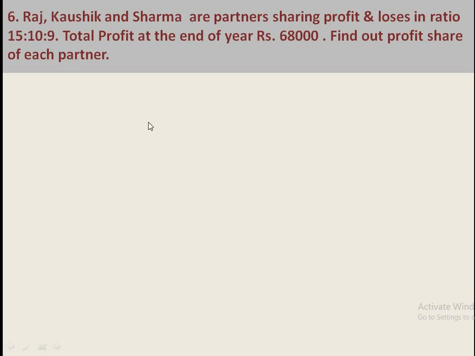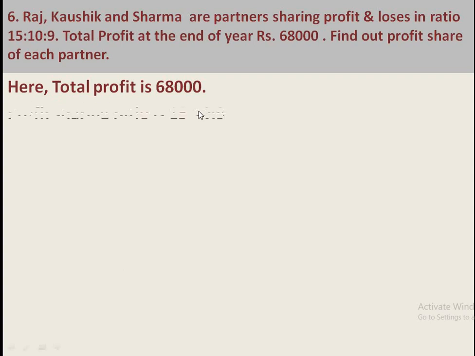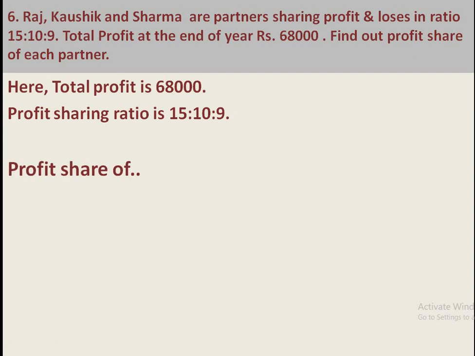15 is to 10 is to 9. So how to distribute this profit among the partners? Your total profit is 68,000. The profit sharing ratio is 15 is to 10 is to 9. So simply distributing this 68,000 among the partners in this profit sharing ratio, how much will Raj get?